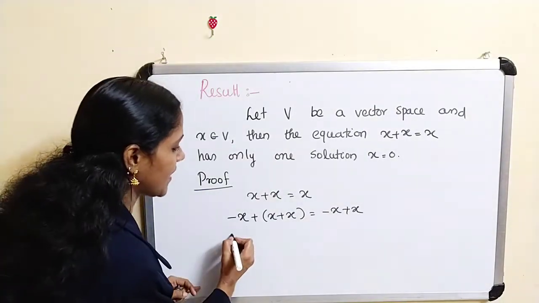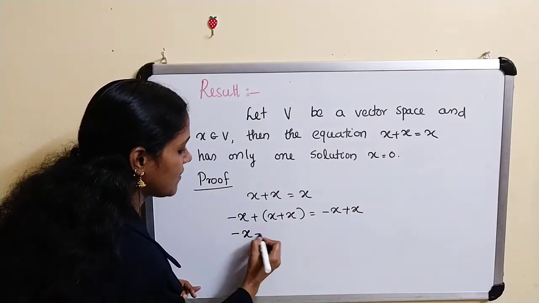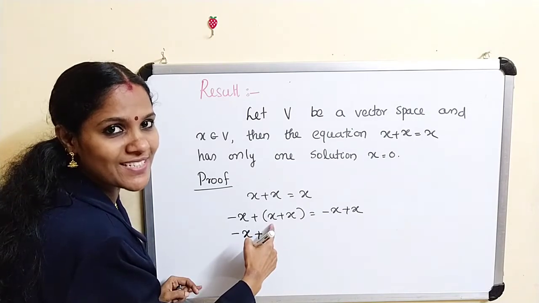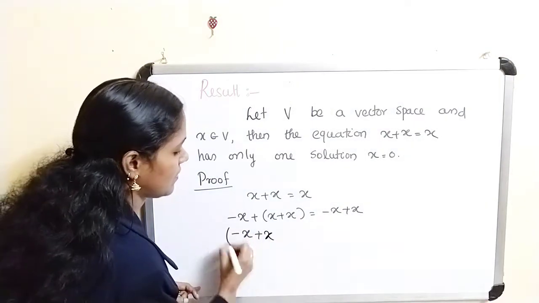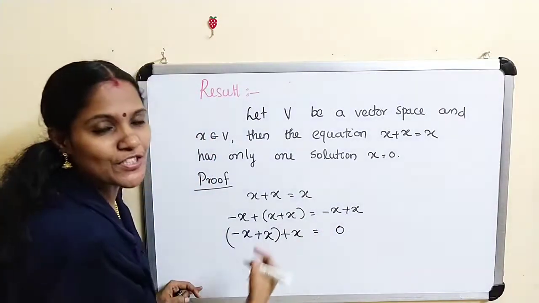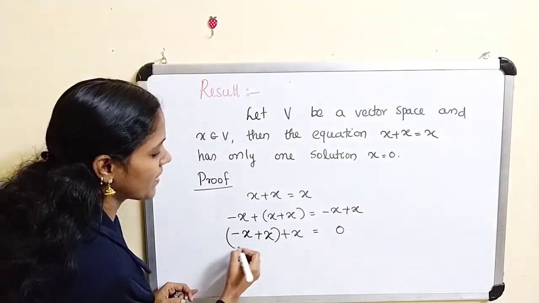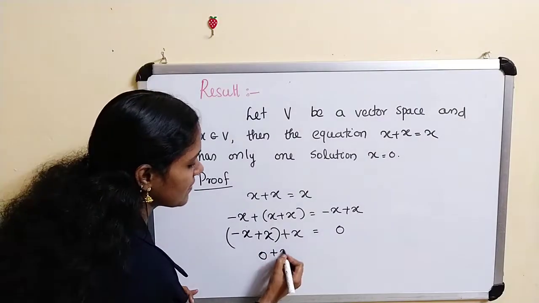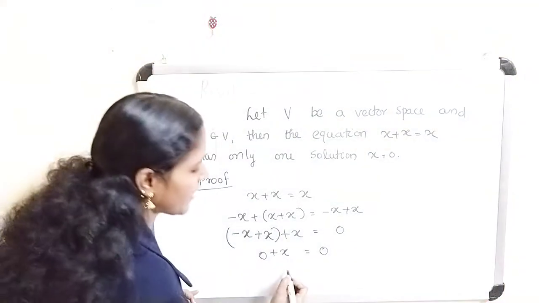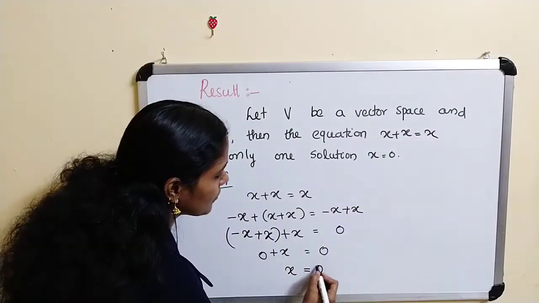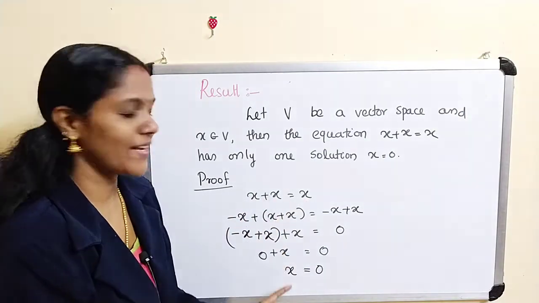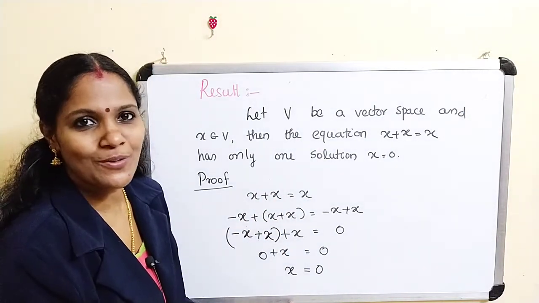So this becomes minus x plus, here you apply the associativity property. Vector space addition is associative. Minus x plus x is equal to, this becomes 0 by the definition of inverse. Okay. So here this is also 0. 0 plus x equal to 0. By the definition of identity, this becomes x. x equal to 0. Here you write all the reasons. Okay. So x plus x equal to x implies we have x equal to 0.